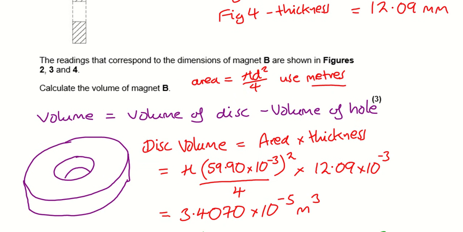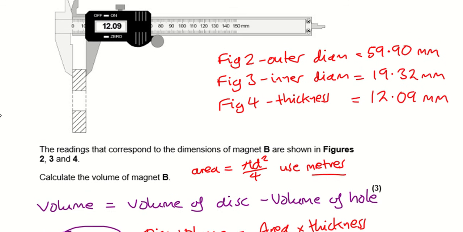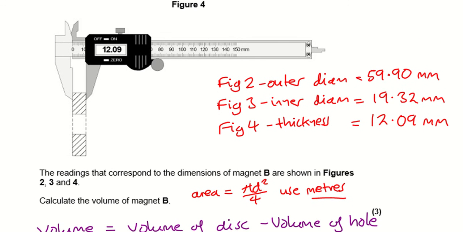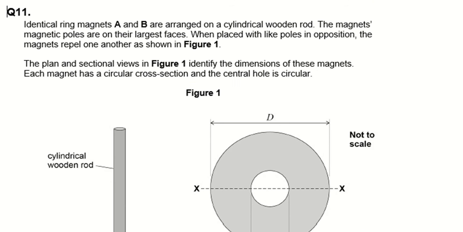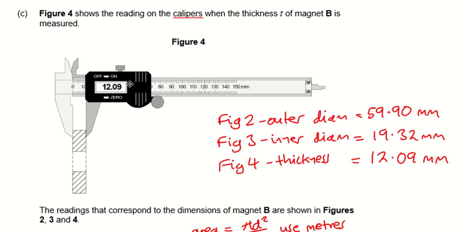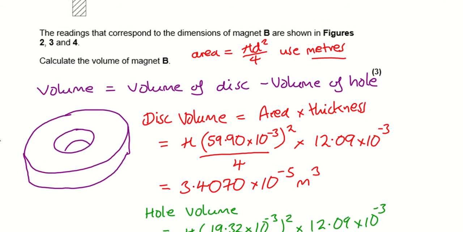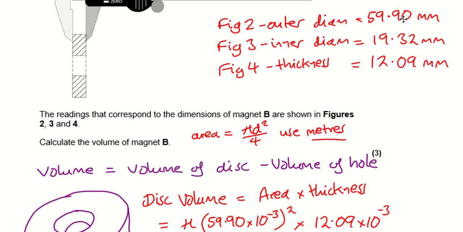So what I said here was, you now have to work out the volume of the magnet. The magnet is a donut shape, a circle with a hole in the middle. To work out the volume of the whole thing, we're going to have to be a bit clever. We need to work out the volume of the whole disc and then take away the volume of the hole. I've written down here: outer diameter 59.9, inner diameter 19.32, and thickness 12.04, in millimeters.